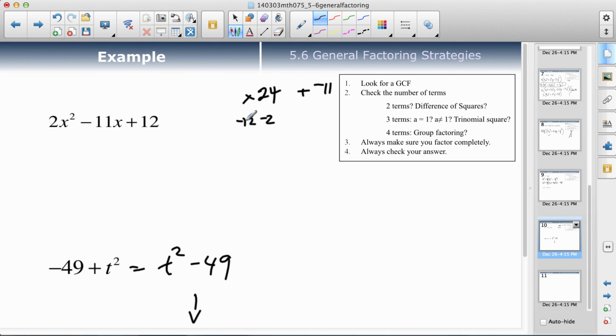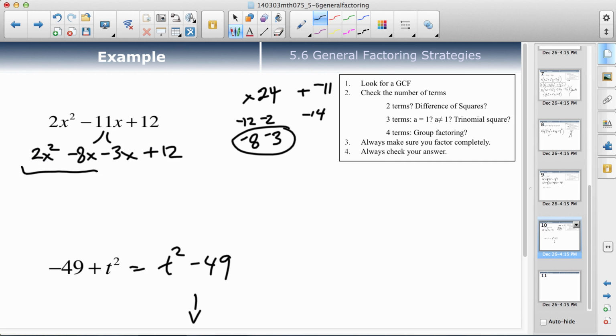Yeah, that'd be right. Negative 12 times negative 2 is positive 24. Add them, that gives you negative 14. Now it doesn't work. How about 8 and 3? So a negative 8 and a negative 3 multiply to positive 24, and they add to a negative 11. Those are my numbers. So I'm going to replace the 11x with those numbers. So I'd have 2x^2 minus 8x minus 3x, right, I split that middle term, plus 12. Now I group factor that one and that one.